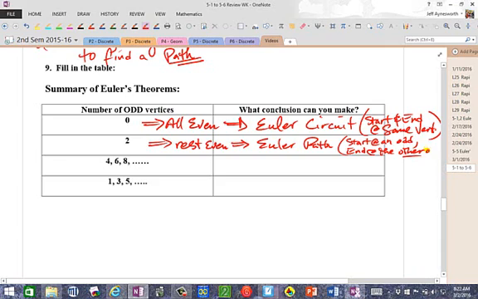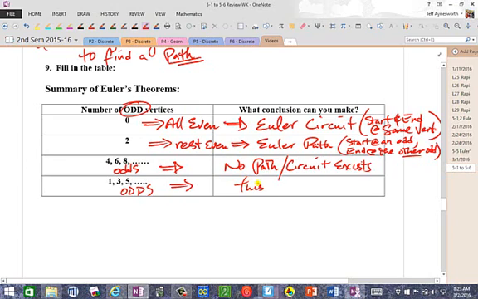If you have this many odds, no path or circuit exists. And this one here, if you have, let me see, 1, 3, or 5 odds, we're talking about odds here, this is impossible. So you made a mistake. This is impossible. Check your work, because you made a mistake.